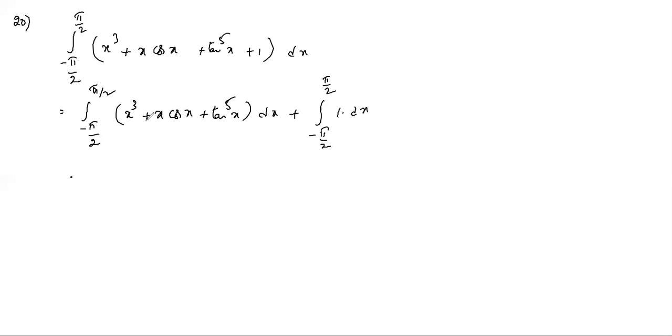x cube is an odd function, x is odd and cos x is even, so the product is totally an odd function. Tan power 5 is also an odd function. Totally it is an odd function. The sum of odd functions is an odd function only. So minus a to a of an odd function is 0. 1 dx is an even function. So 2 times 1 dx is x between the limits 0 to pi by 2. Otherwise, directly you can take minus pi by 2 to pi by 2. So 2 into pi by 2 is the answer, pi.